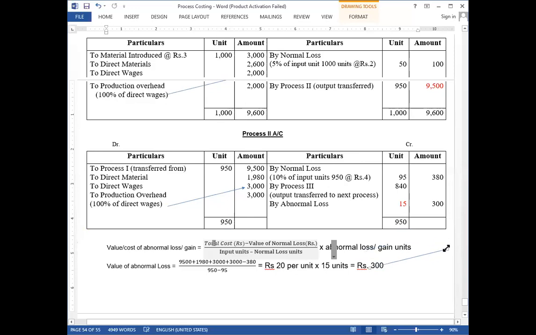Wait, guys. So you got this amount from here.